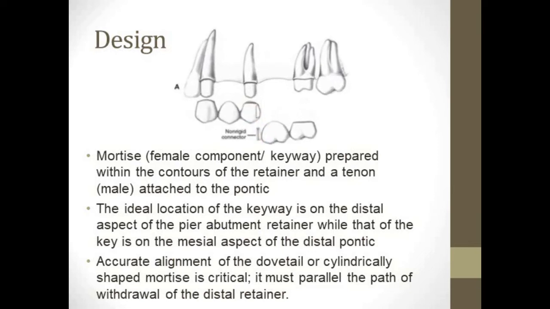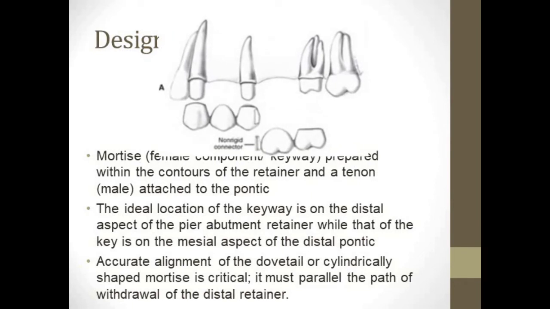Now why this? This is because the posterior teeth tend to show a slight mesial movement under vertically applied occlusal forces. So when this happens, around 98% of the posterior teeth tilt mesially. So when this mesial movement happens, the keyway of the connector is placed on the distal side of the pier abutment. So the mesial movement seats the key into the keyway more solidly. So there is accurate placement of the key into the keyway when mesial shifting happens.